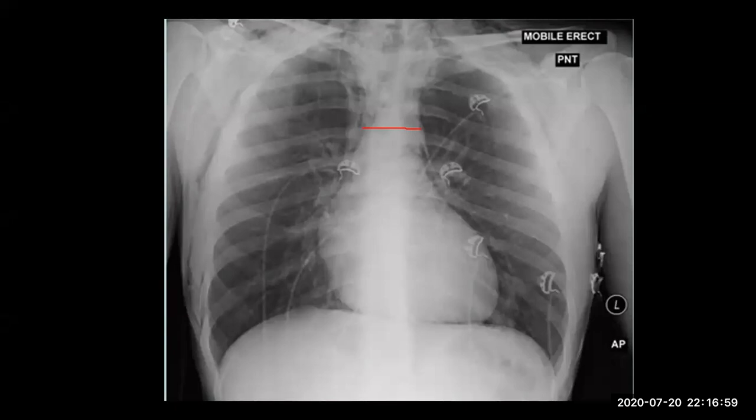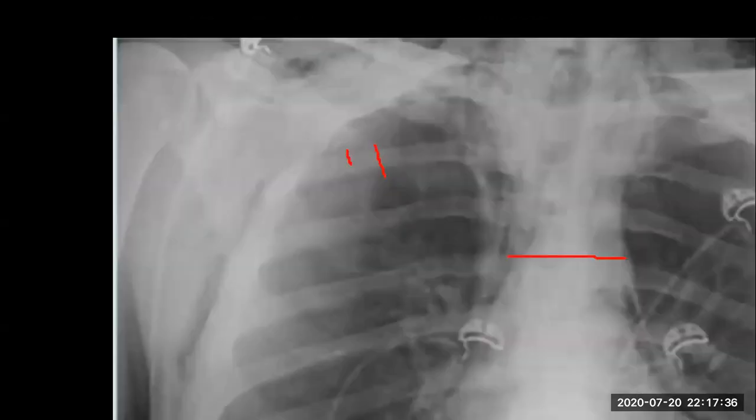What are the signs of pneumomediastinum in this patient? Continuous diaphragm sign. Okay, very good. And what else? Is there any pneumothorax in this patient? I think there is a small right upper one. Very good. There is a small right upper pneumothorax here in this patient.